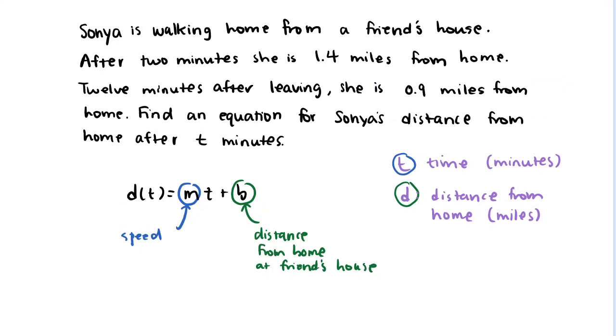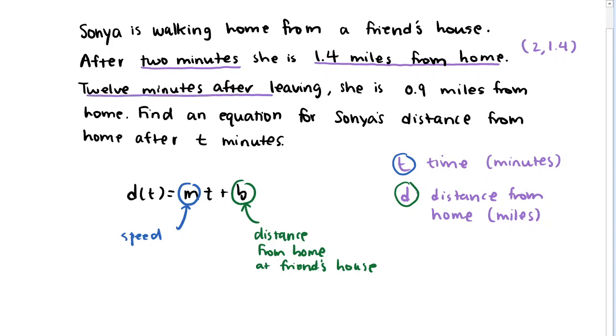There's sort of one point here. She's 1.4 miles from home after 2 minutes. So this is kind of like the point (2, 1.4). And then 12 minutes after leaving, she's 0.9 miles from home. So this is like the point (12, 0.9). And so we can find the slope between these 2 points.